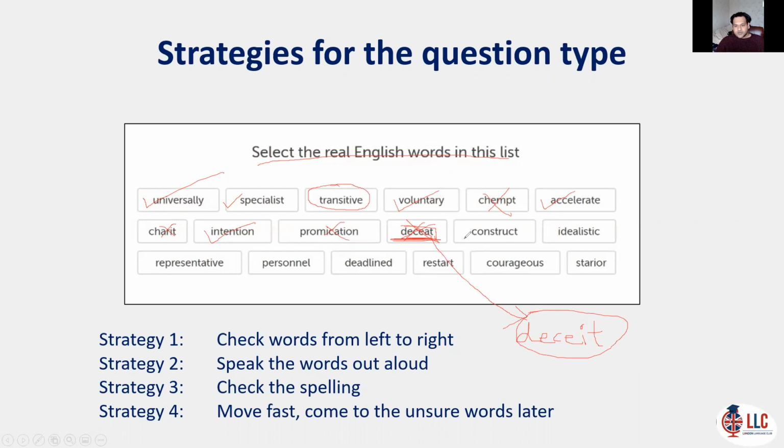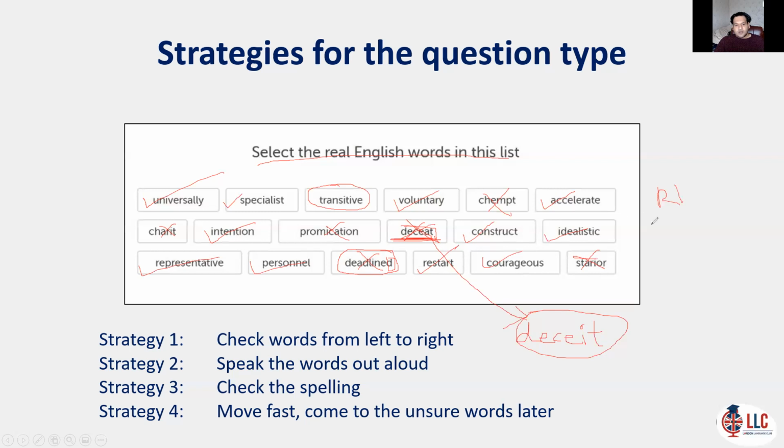Now, construct, it's correct. Idealistic, it's spelled correctly. Representative, personnel, deadline. Well, deadline is a word, but since they added a D, it is not a word. So again, it's important that you check the spelling. Restart, courageous, and stereo is not a word. So I'm done with my round one.